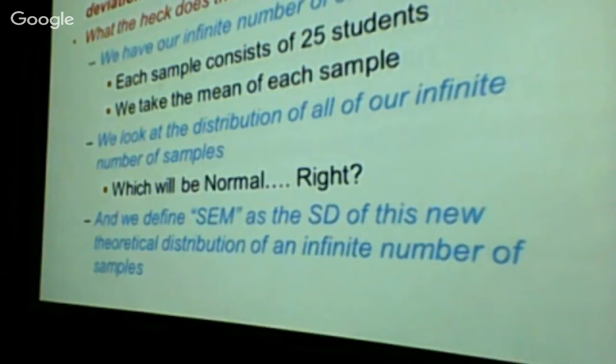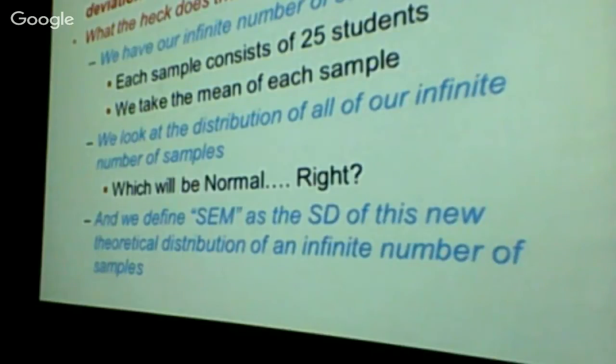So that takes us to a new idea. That's the standard error of the mean. Whew, a lot of words sound the same, right? So the sampling distribution of the mean is different from the standard error of the mean. The standard error of the mean is the SEM. This is the standard deviation in my magical theoretical distribution.